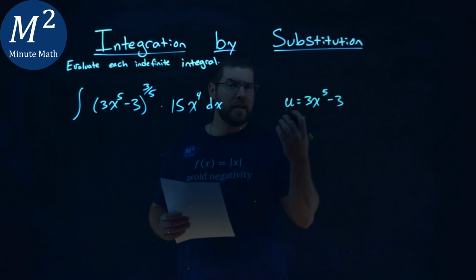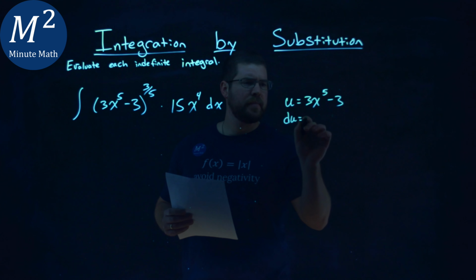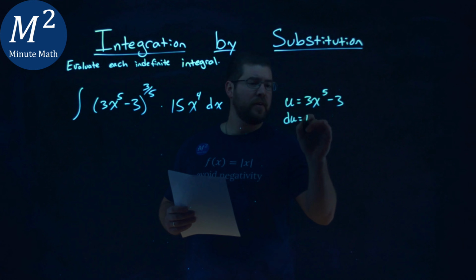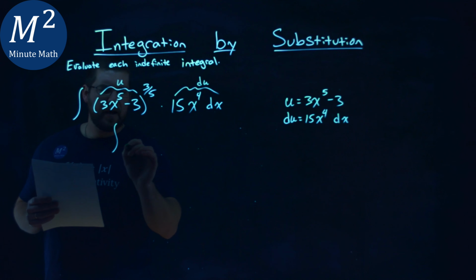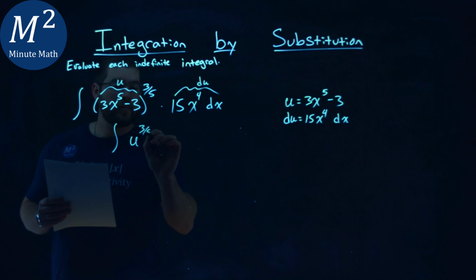If I set that to be u, I need to find my du, my derivative here. 5 times 3 is 15, x to the fourth power, derivative of the constant is 0, and then dx. And now, does this actually line up with our problem? Can we write this in terms of u? And we can. 15x to the fourth dx directly is my du, and my u fits right in here in the parentheses. So let's rewrite this in terms of u. The integral now of u to the 3/5 power du. And again, that's a much easier integral to solve.